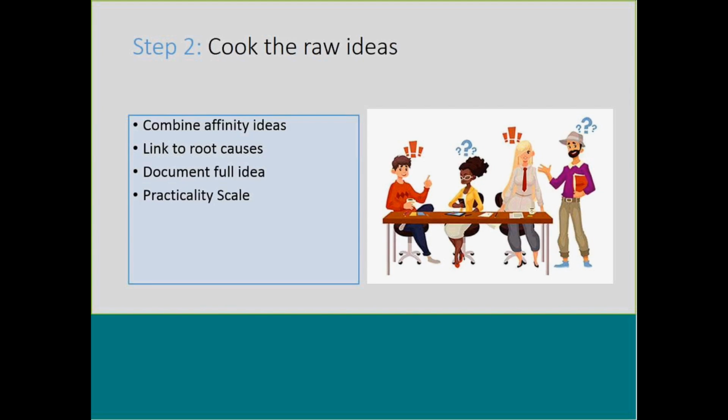Next thing you're going to want to do is called cooking the raw ideas, right? So you combine those affinity ideas and you link them to the root cause issues.